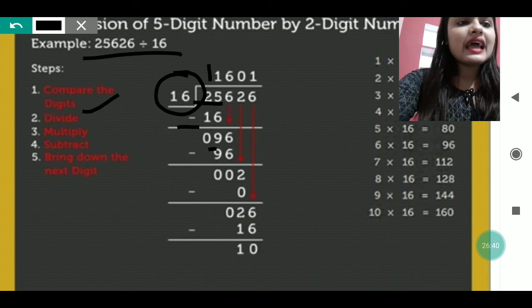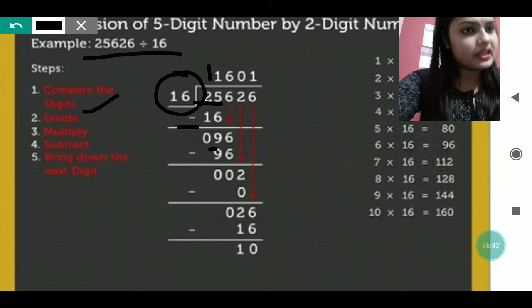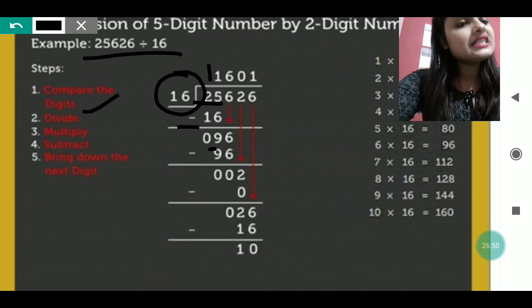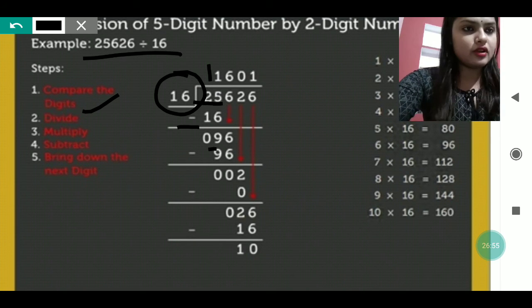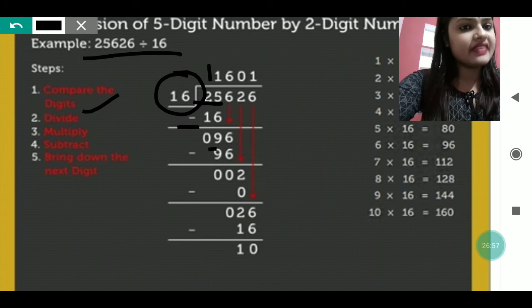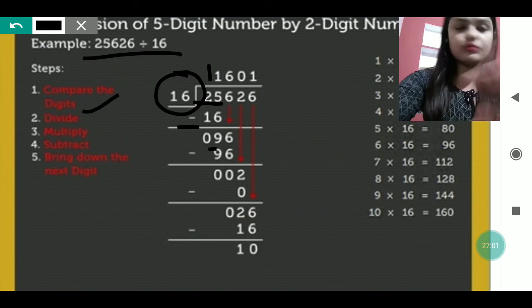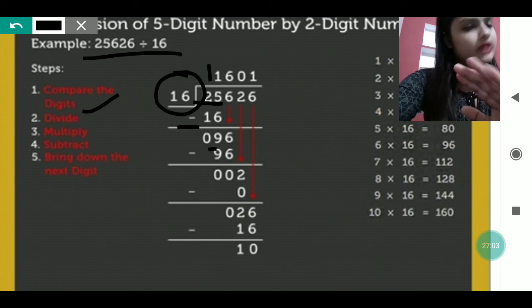Okay, so is 09 divisible by 16? No, it is not divisible. In that case, what will we do? We will take the next digit. The next digit is 6, so 6 we will take down. So now it is 96. Again we will read the table of 16 that many times in which you get either exactly 96 or less than 96. If you get more than 96, then you cannot divide.